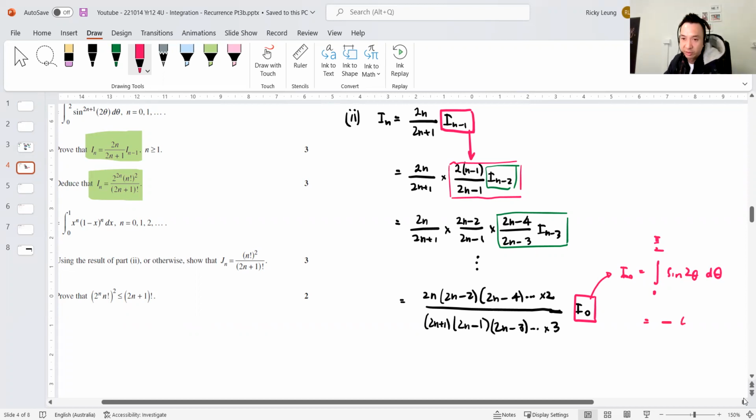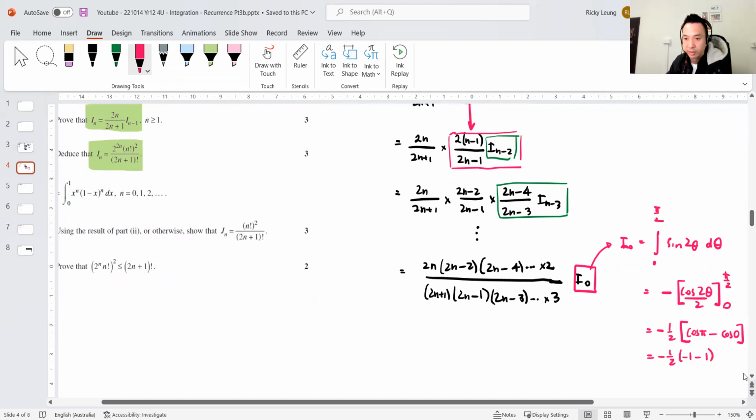Sine integrates to negative, so negative cos 2 theta on 2, with limits of pi on 2. I'm hoping these numbers are nice. Let's see, please. So I'll leave the negative half there. Cos pi minus cos 0. Cos pi is negative 1, isn't it? That's like negative 1 minus 1, negative 2. Oh, it's 1, so I'm going to put the half back in there, which gives 1. Cool. So the I0 does nothing.